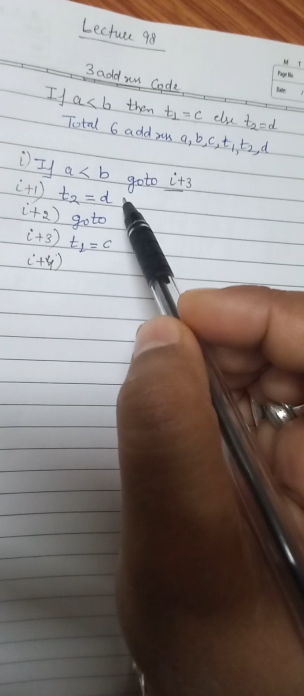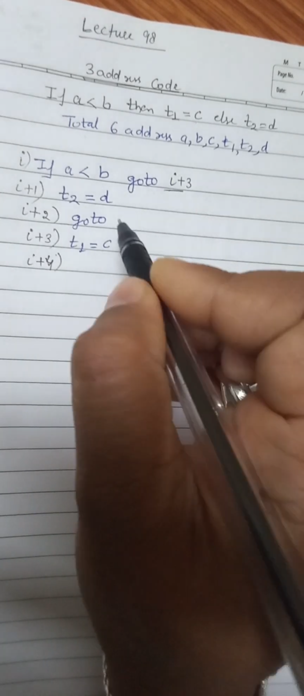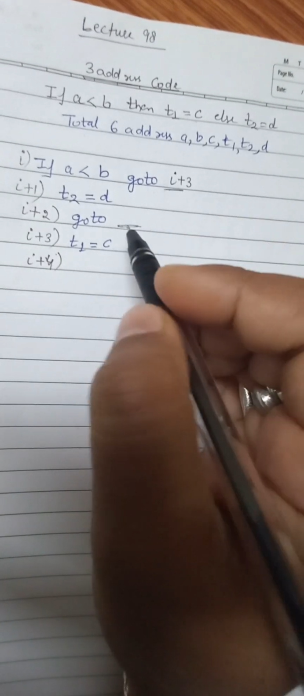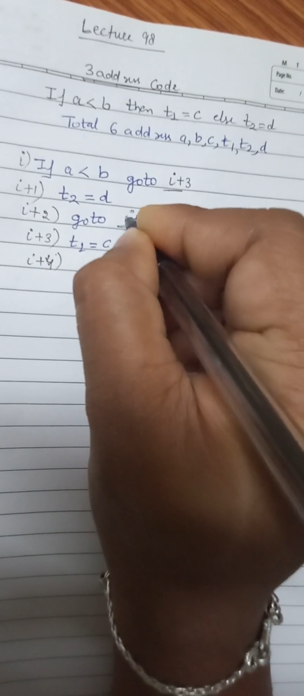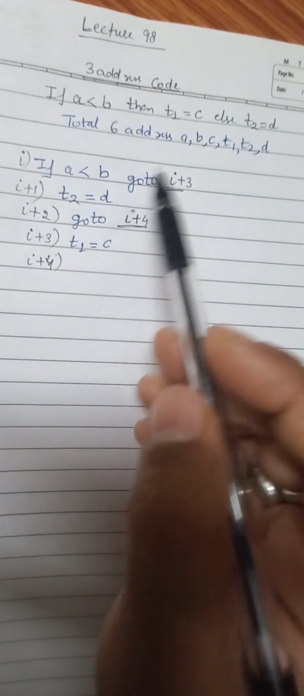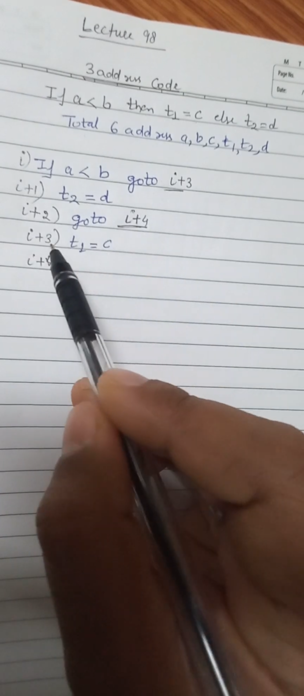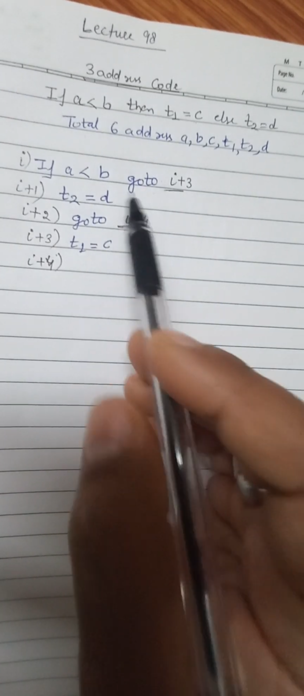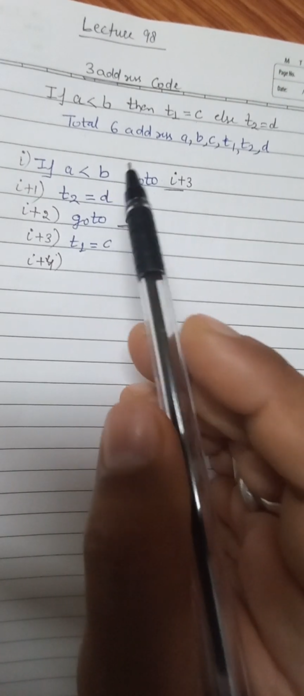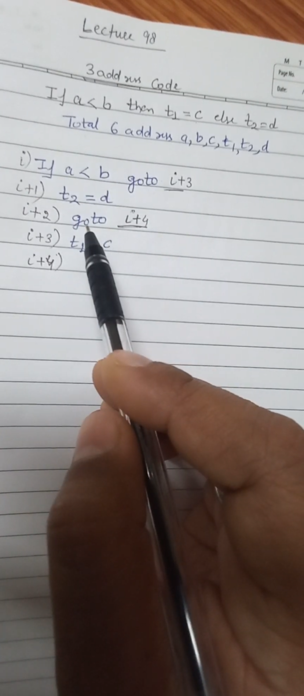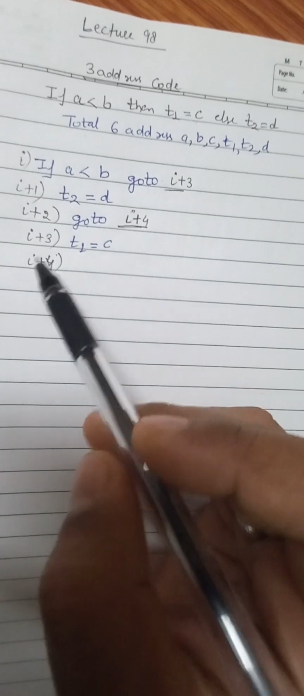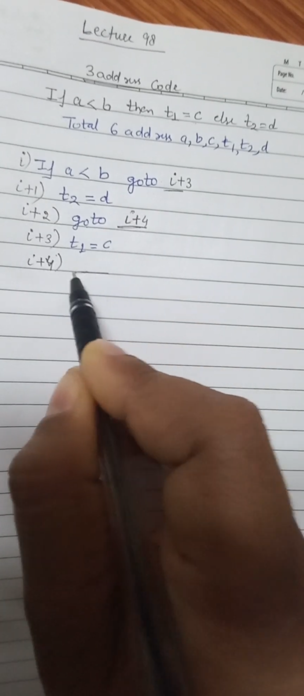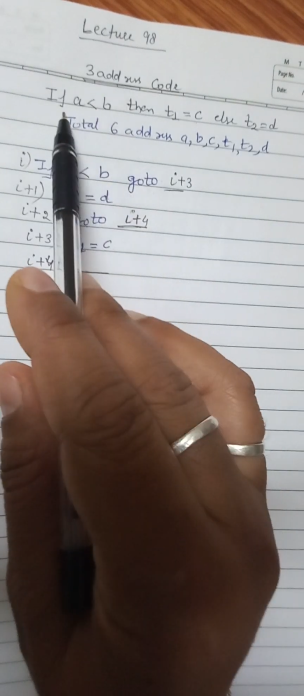Now you will see what we are writing after that: go to the next one. Why I plus 4? Because if this works, we will go to I plus 3, that is T1 is equal to C, right? Otherwise it will go to I plus 1, and if I plus 1 does not work, then it will go to the next statement after this in the code. So go to I plus 4. I'll leave it blank because we don't know what is there after that, because we need to write 3 address code only for this line. So that's why we need to write like this.